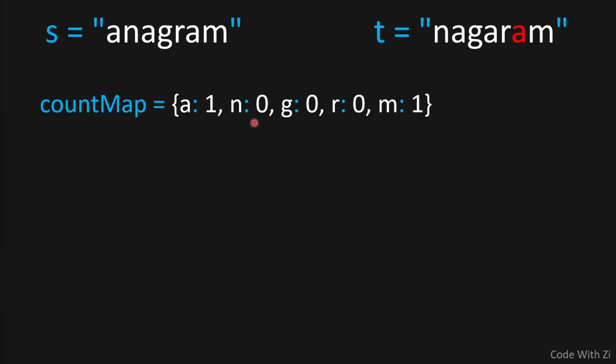We're gonna be like, does A exist? And is the count greater than 0? Well, yeah, so let's decrement it. Awesome. And then for our last letter, we're gonna be like, does M exist here? And is the count greater than 0? Well, yeah, so let's decrement it. And we're basically done. Now, because we didn't return false throughout our loop, we're gonna just return true.